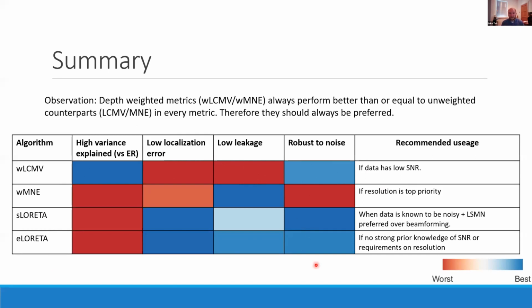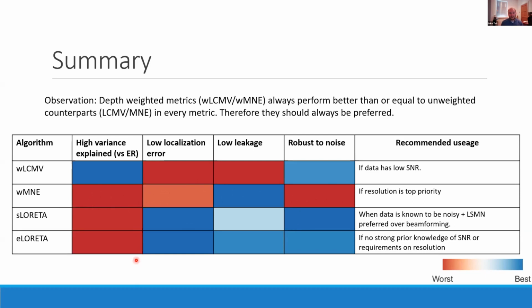If you prefer to use a least squares minimum norm method over beamforming for whatever reason, and the data is still very noisy, then sLORETA was the way to go. Out of all the metrics, it had the highest robustness to the noise, but it did drop in the variance explained. So again, you win some, you lose some. If having high resolution is your top priority, if you really want to minimize leakage and are happy to take the localization error, the lower robustness to noise, and a loss of variance explained, then by all means use the weighted minimum norm estimate, but it comes with many downsides.